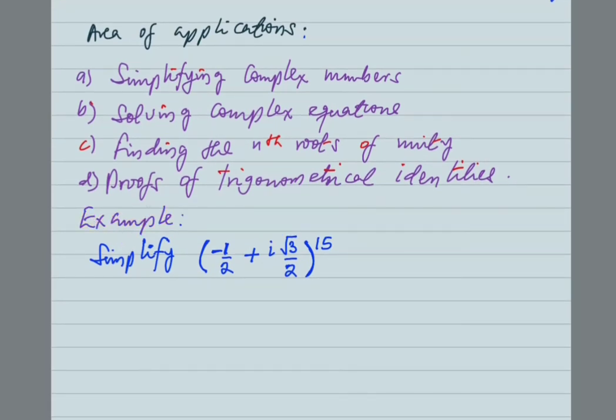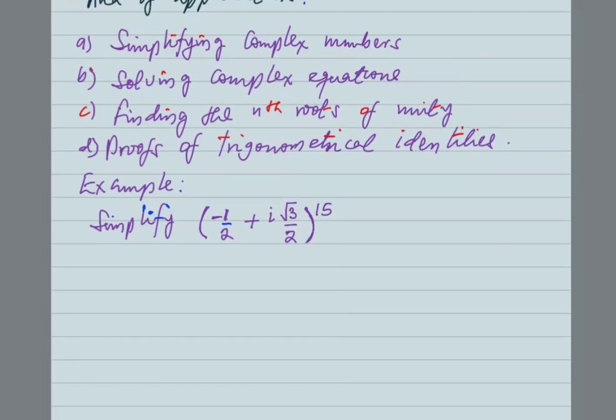In this example, you should simplify (minus 1 over 2 plus i root 3 over 2), everything raised to power 15. So that is what we want to do. So let's look at the solution.